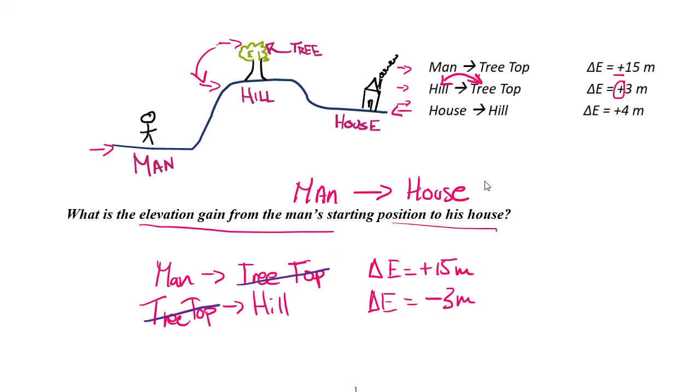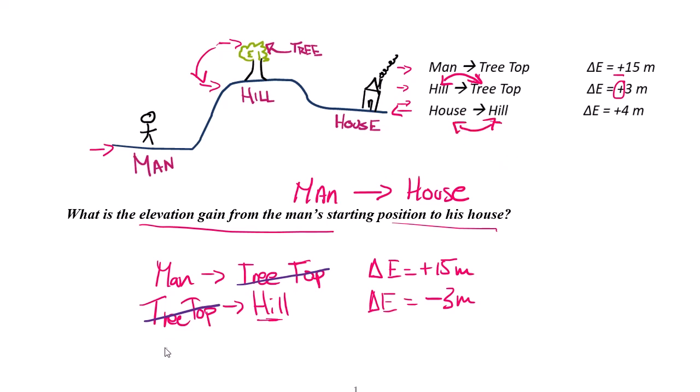I'm not quite there yet because I want the difference between the man and the house. So my last equation is going to help me with that. I have the elevation gain from the house to the hill is plus 4 meters. I've got hill on the right side already. I need it to cancel because it doesn't appear in my final equation. So I need to flip this guy as well.